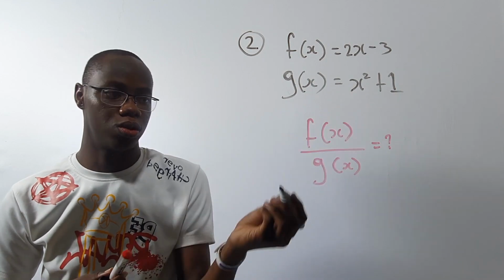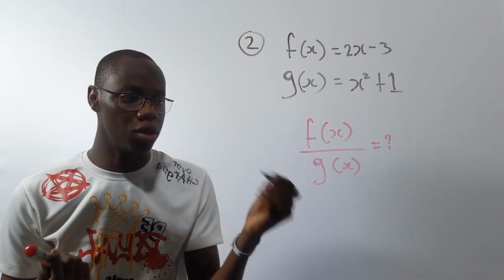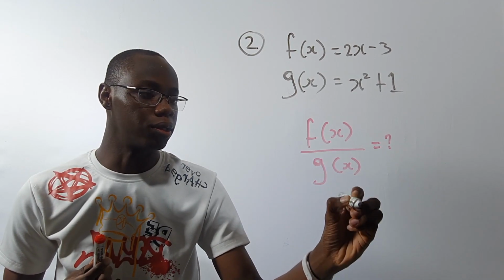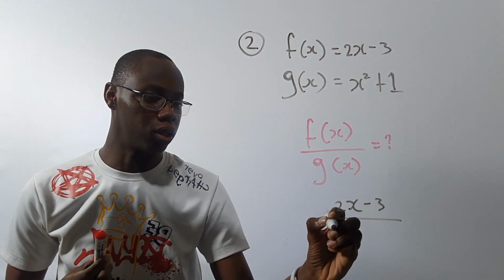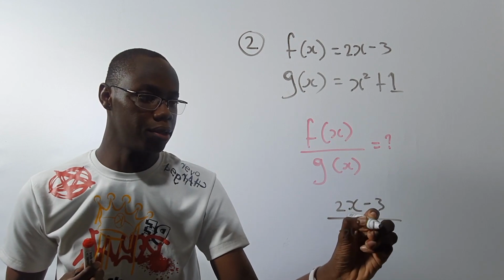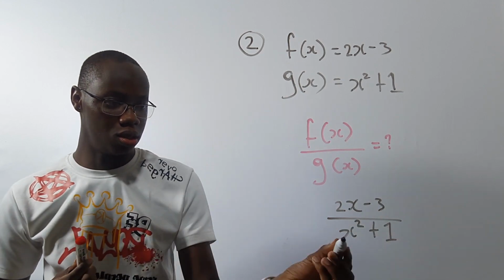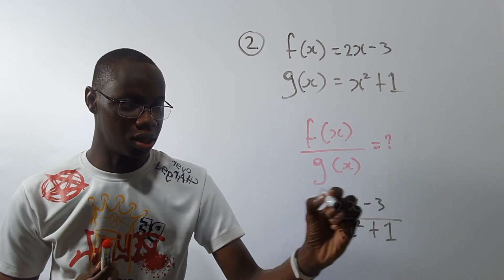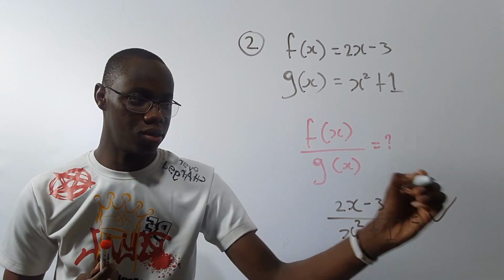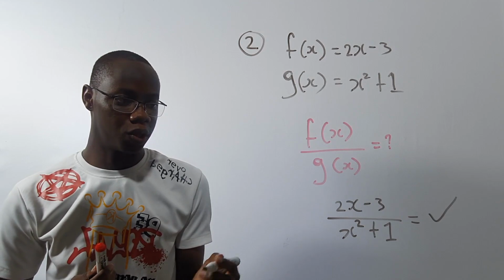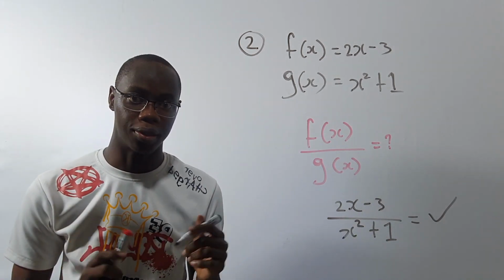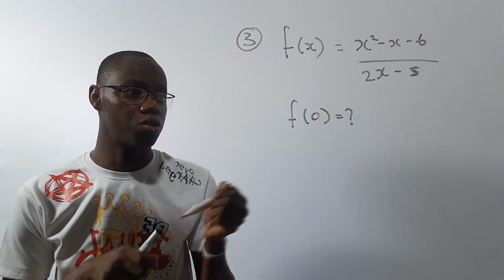So how about this one? They might give you a question like this. Very easy. All you need to do is just divide them like this over like this. Very easy. This one now, it doesn't expand, but you can just leave the answer like this as the final answer. Still very correct. Where you need to expand, expand; where you don't need to expand, leave it like that. This is the answer.